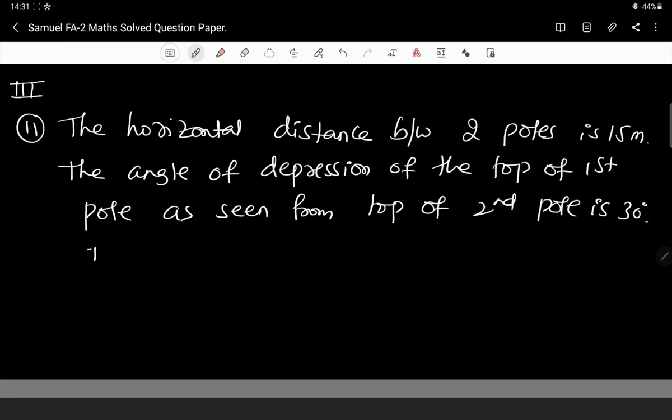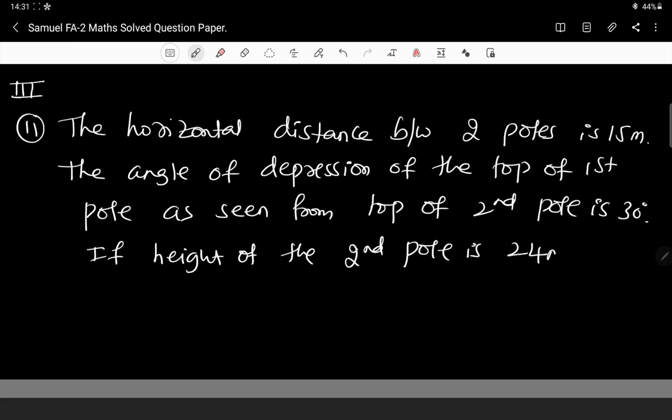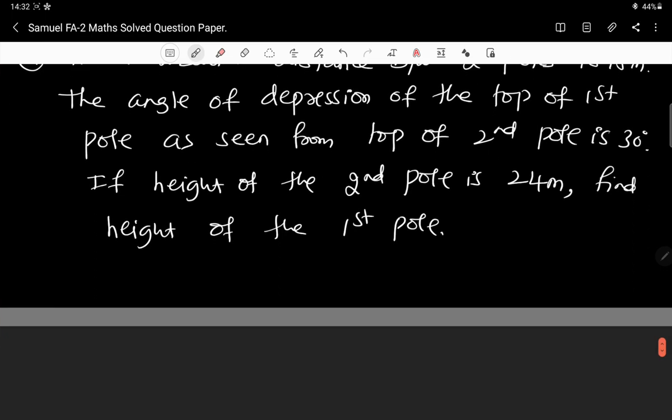All right. Then they have given, if height of the second pole is 24 meter, find height of the first pole. Okay, please read this question very carefully. I will explain you how you have to analyze it.